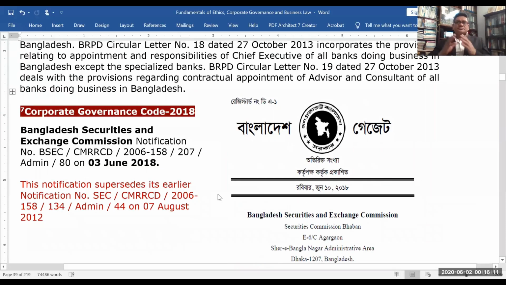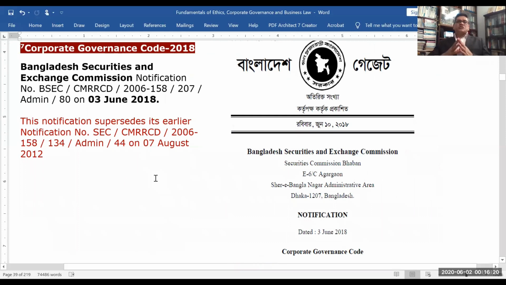And again, in the year 2018, the Bangladesh Securities and Exchange Commission issued the Corporate Governance Code. This is mandatory, and it replaced all the previous CG guidelines. So look here, it is the reference of the Securities and Exchange Commission notification. It is dated 3rd June 2018. It is the corporate governance code. I am attaching it with my drive. You can download it.